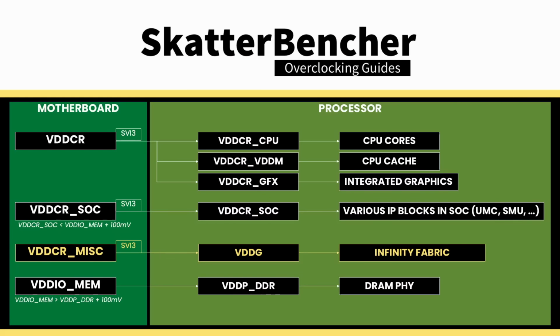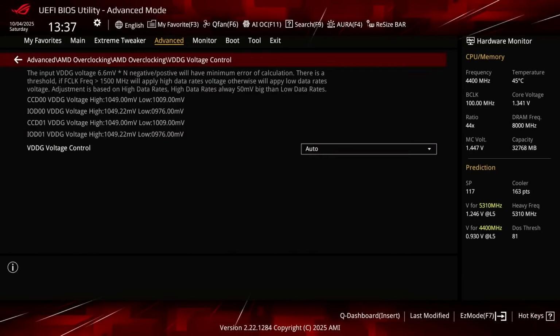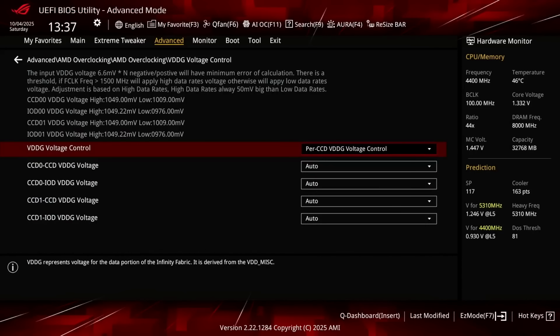adjustments. Speaking of the voltage, the Infinity Fabric voltage is provided by the VDDG voltage supply, derived via an integrated voltage regulator from the VDDCR miscellaneous voltage rail. There's a total of 4 VDDG voltage rails available for manual adjustment.